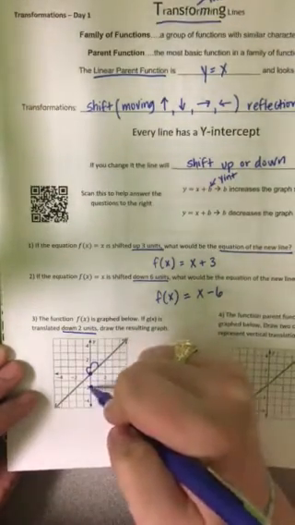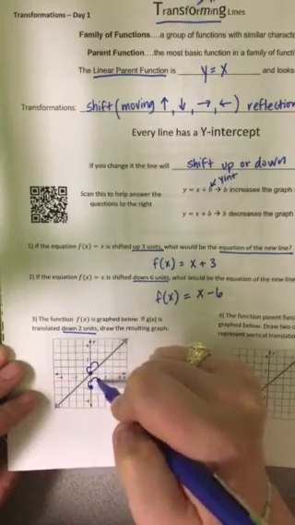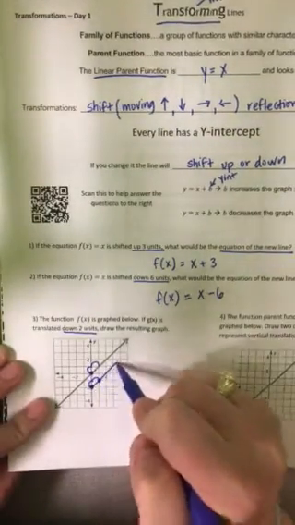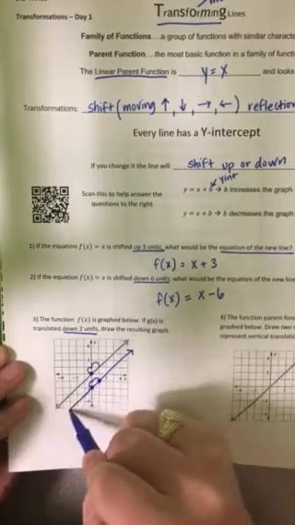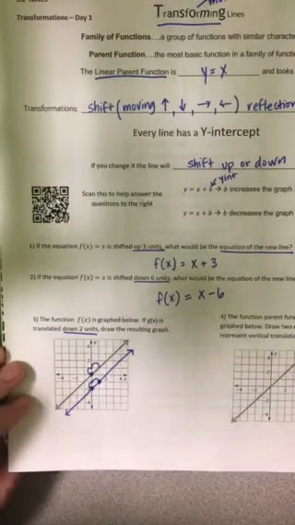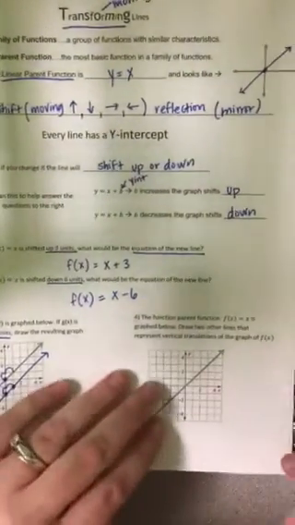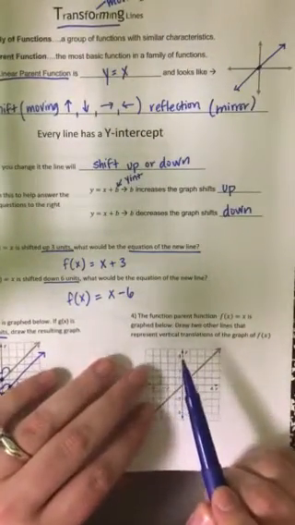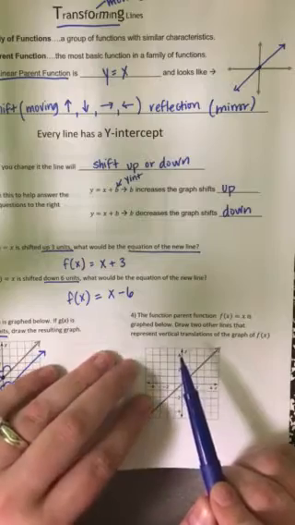So I'm going to do the same thing for this one. Up 1 over 1. That's my next point, and then I just draw my line. So the slope doesn't change. Okay, it's going to be a parallel line. It's just shifted down. Now this one, it says draw 2 lines that represent the vertical translation of the graph.